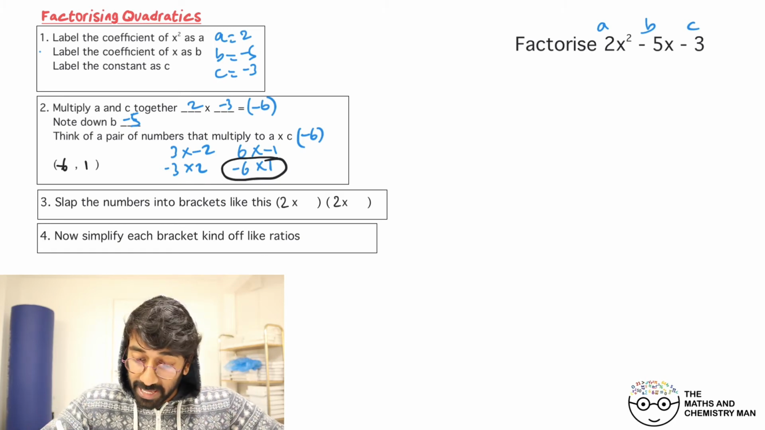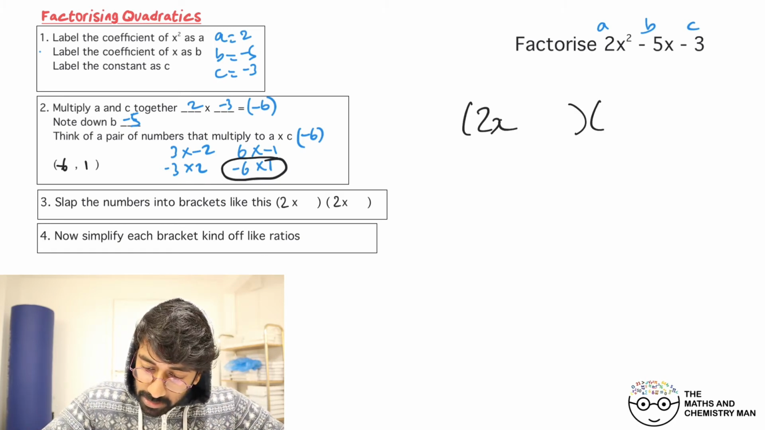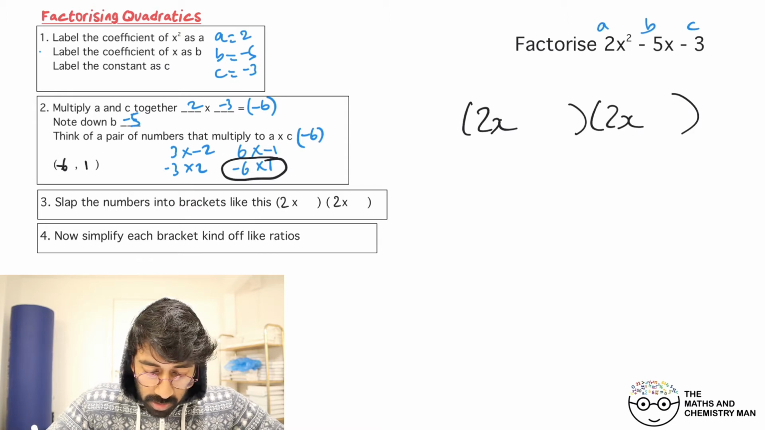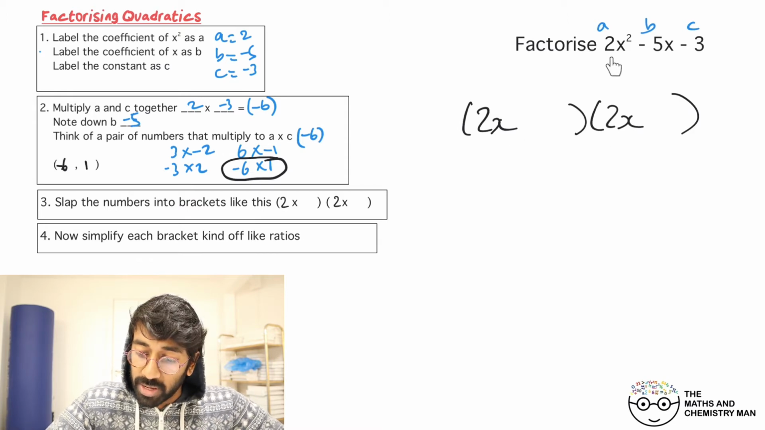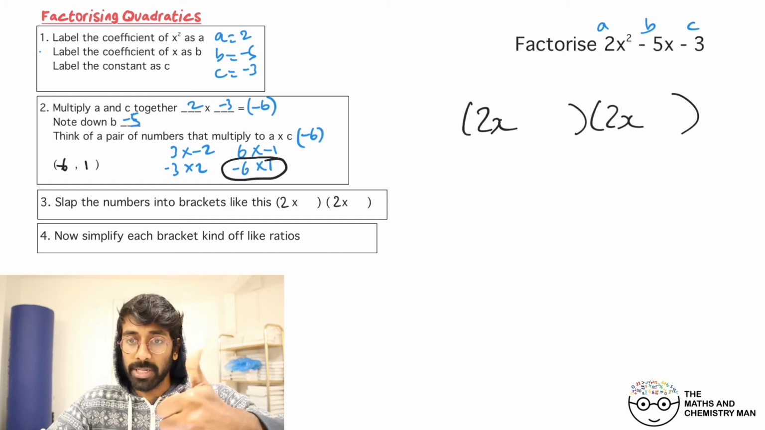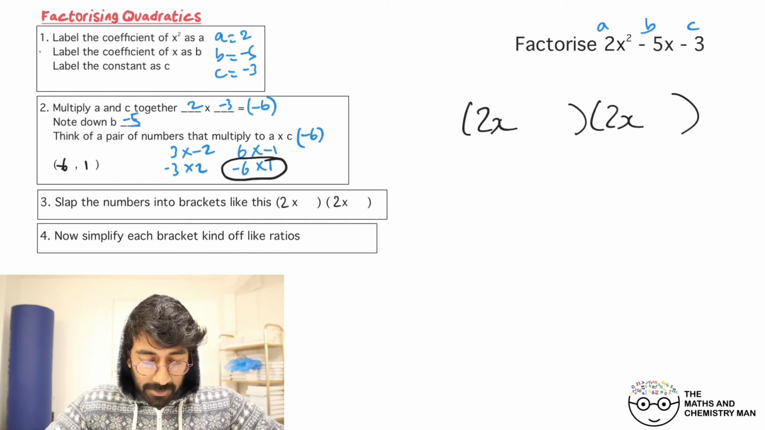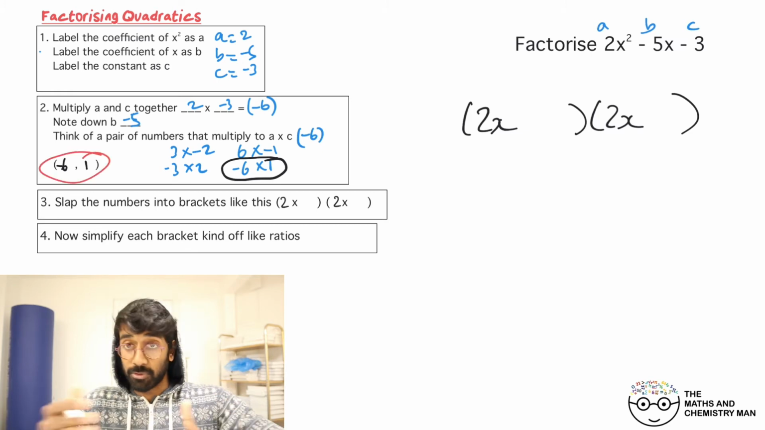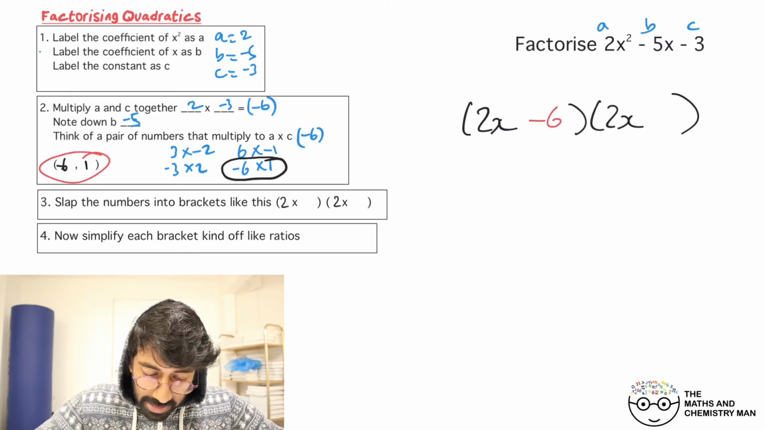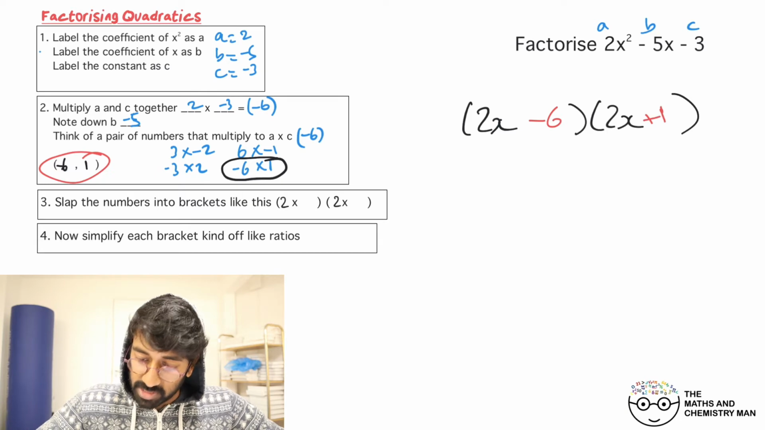So once we've got our pair, what do we do? We set up some brackets, and in the front always goes x and x, and you put whatever number was in front of the x squared in front of these two x's. Okay, got it? Perfect. And then the numbers that we picked, throw them straight into the brackets. So minus 6 and positive 1.